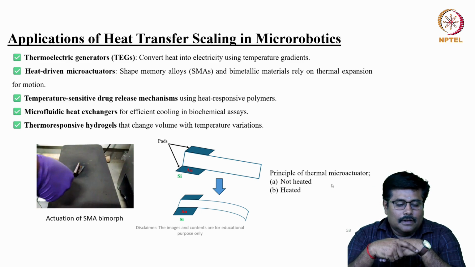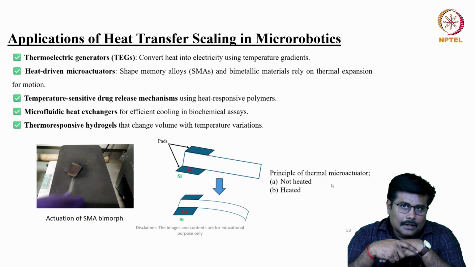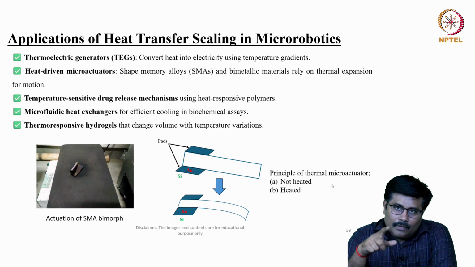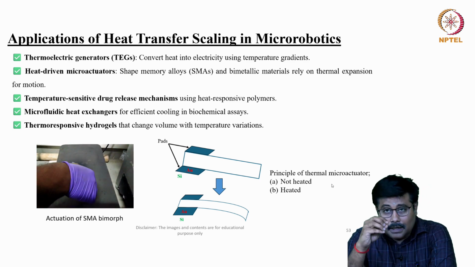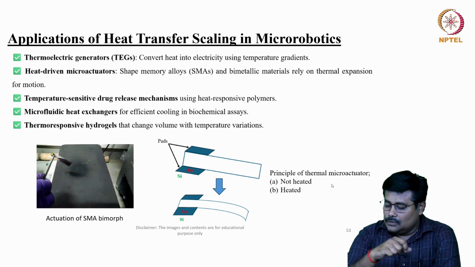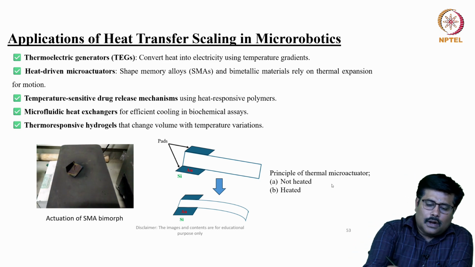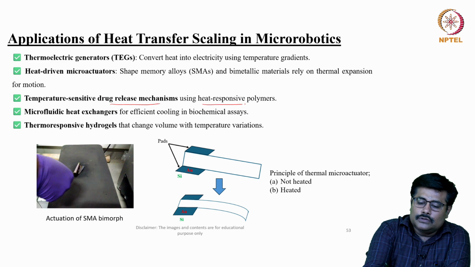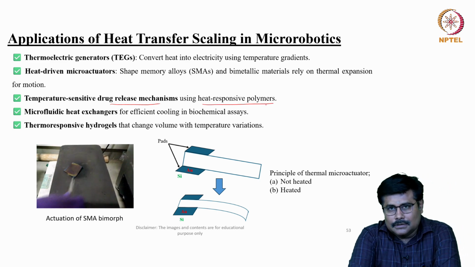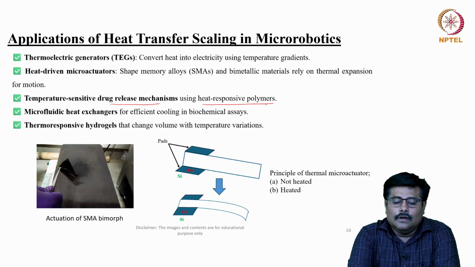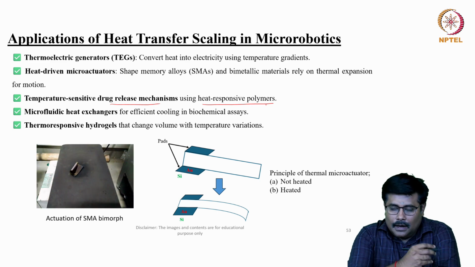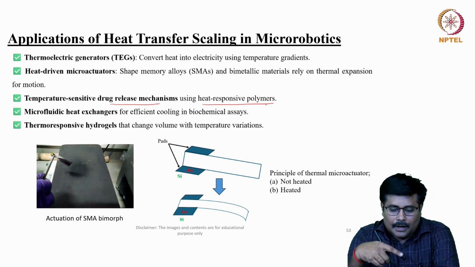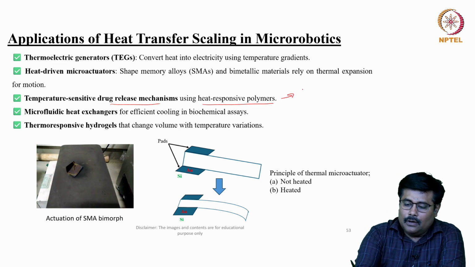Next is the temperature sensitive drug release mechanism. There are certain configurations where, by actuating these micro robots with temperature, we can have overall control over targeted drug delivery. Ideally, whenever we use heat responsive polymers, these polymers get actuated when we supply heat to them.